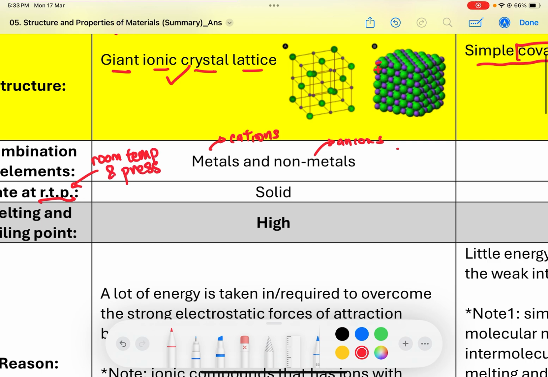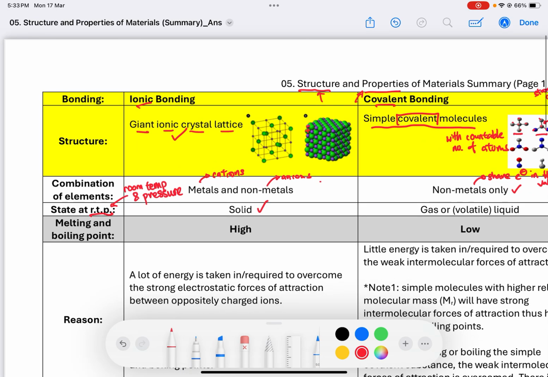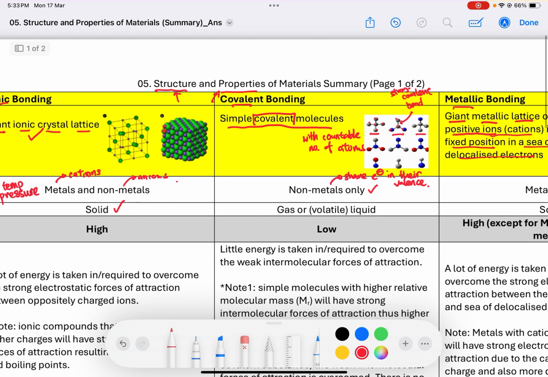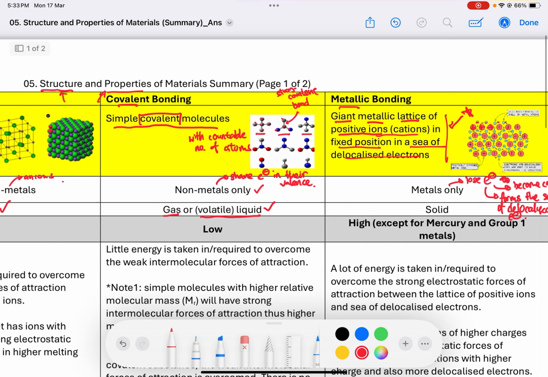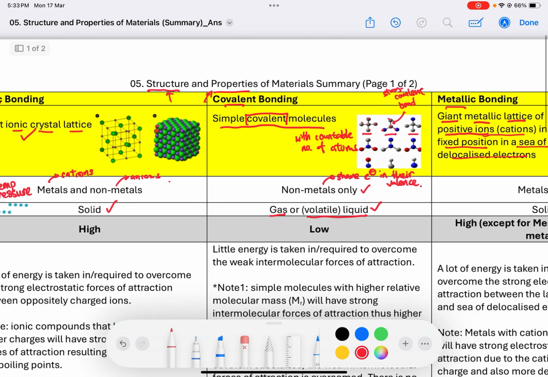Okay, so usually at room temperature and pressure, ionic compounds tend to be solid. Covalent substances tend to be gas or volatile liquids. Volatile means evaporate very easily. Okay, and the last one, metallic bonding, metals tend to be solid. Okay, so now we are done in terms of describing the structures and what kind of state it exists in at RTP.